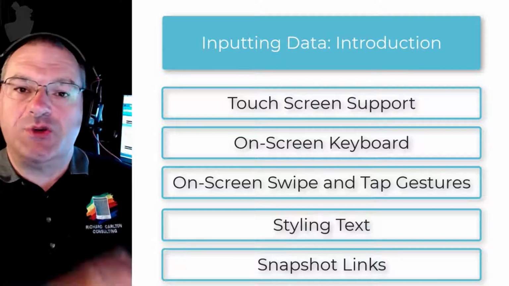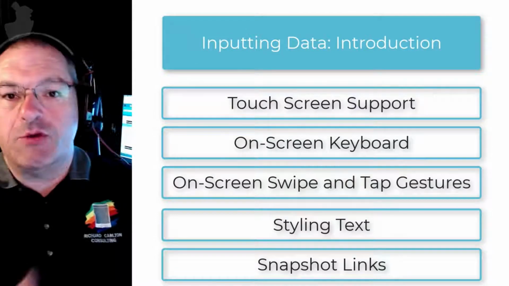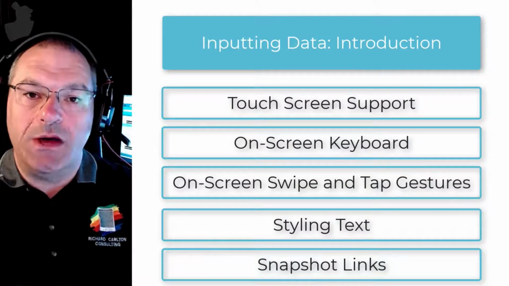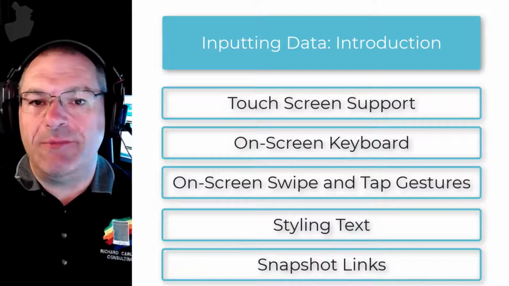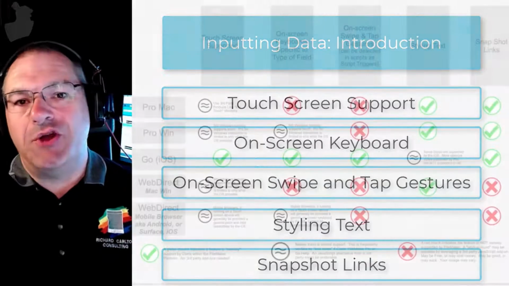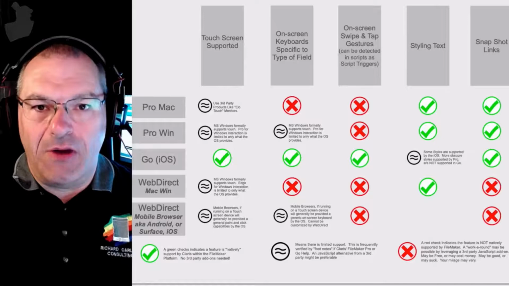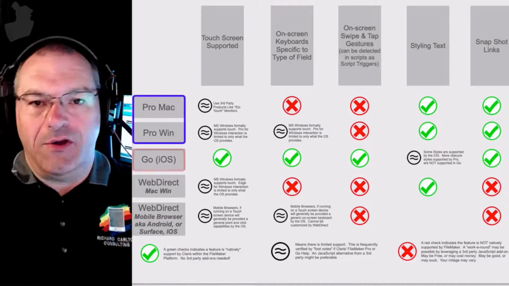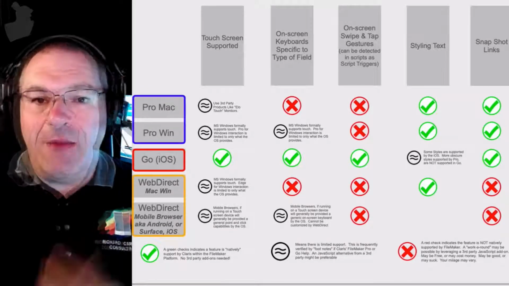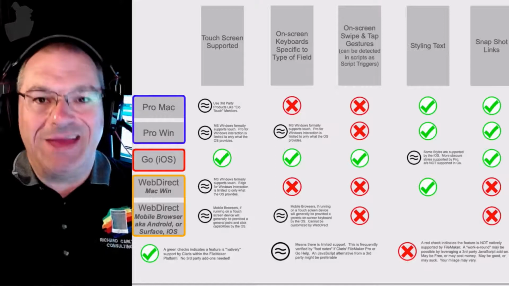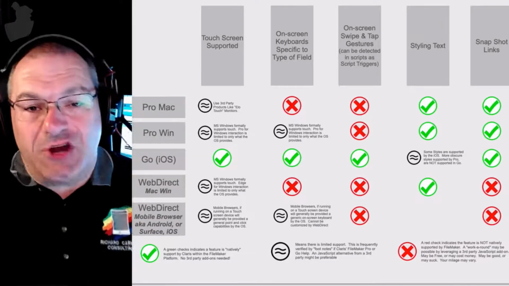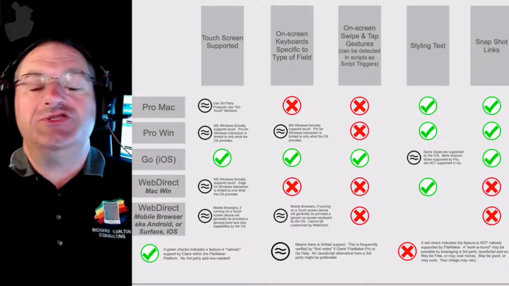Now, previously, this course was just about Go. Of course, now we're trying to address WebDirect as well. So with the next two sections, I've been working on creating a chart to show you what the capabilities are between FileMaker Pro, FileMaker Go, and WebDirect. And up until this point, we haven't been really looking at these charts because really these charts are one of the last things I created as I was doing this course.